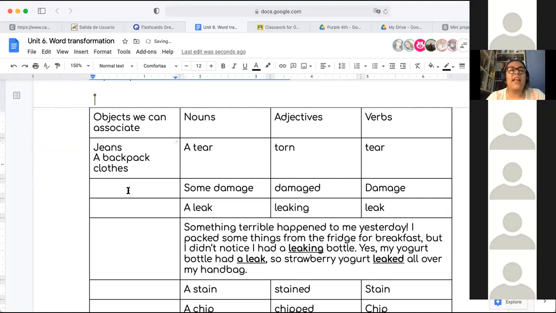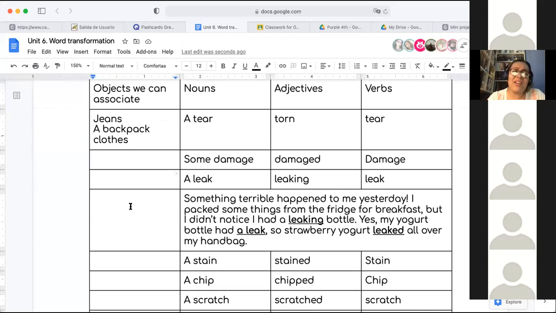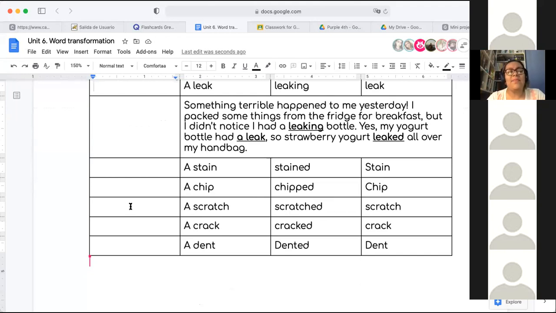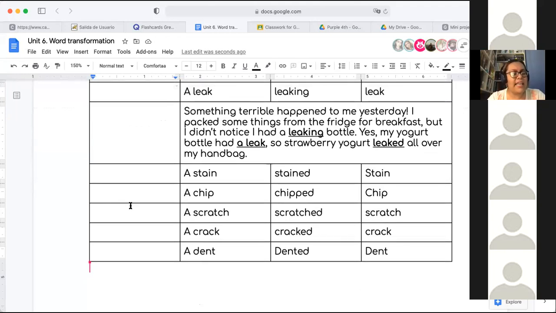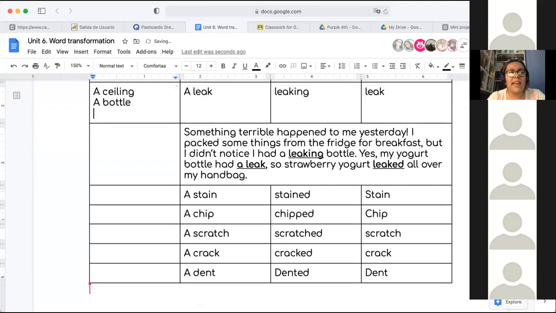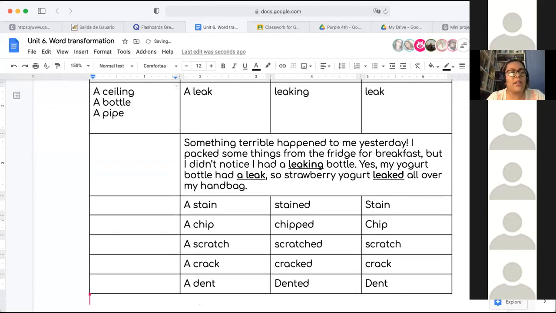Okay, good. Now, what about some damage? It's way too general, so we're not gonna get into it. But what about a leak? What can have a leak? A bottle. A what? Sorry. A bottle, yes. What else? I think I had mentioned a pipe, right? A pipe, what else?